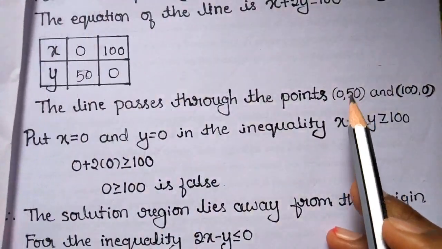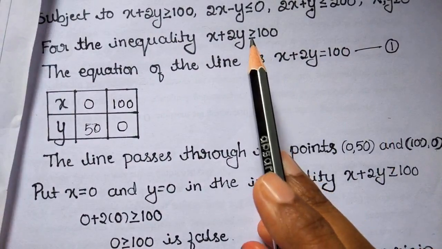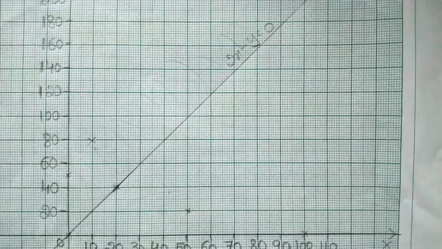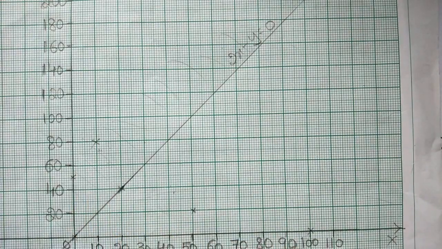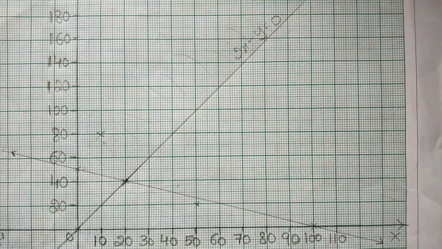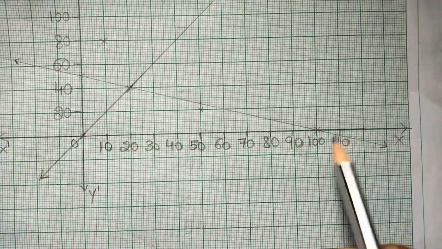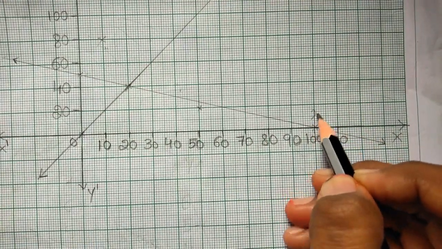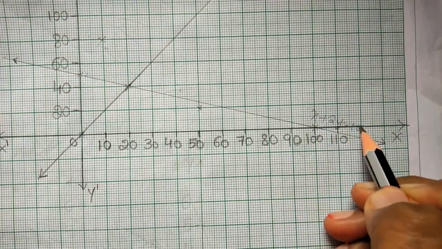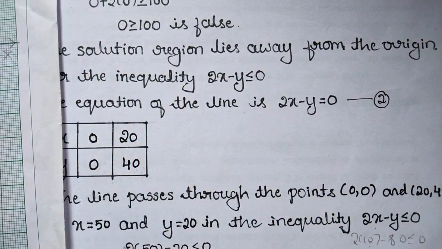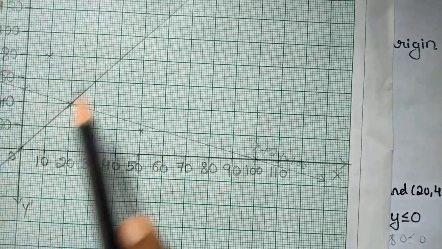And the inequality is a slack inequality, so the line is a solid line. I'll draw the line joining these 2 points. Now I'll write the equation of this line. Equation of the line is x plus 2y is equal to 100. It is the first equation. Similarly, for the second line, the points are (0, 0) and (20, 40). We have already drawn the line here.